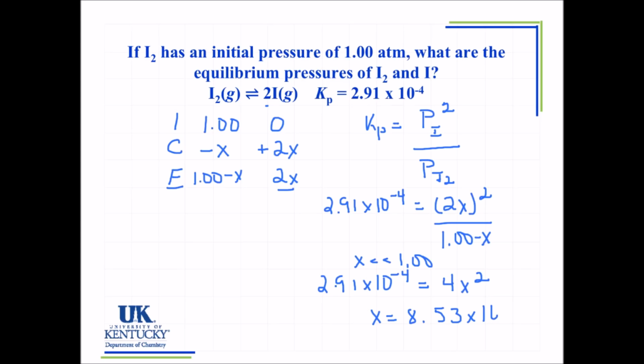8.53 times 10 to the minus 3rd. Now I can use this value of x to find my equilibrium pressures by substituting this value back into what I have in my equilibrium row. And what I find is that the equilibrium pressure of I2 is equal to 0.991, and the equilibrium pressure of elemental iodine is 0.0171, and these are both in units of atmospheres.